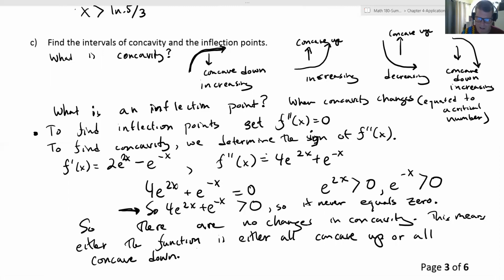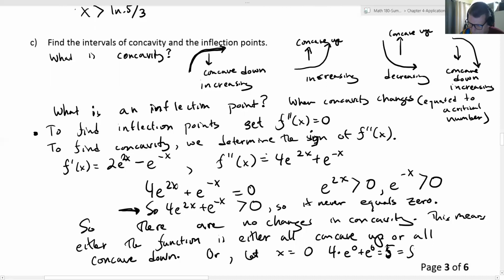Okay, you could do that, or we test a point. Let x equal 0. And that gives me 4 times e to the 0 plus e to the 0, which equals 5. So the second derivative is positive. So I tested f double prime of 0. But we showed this is always above 0. That's one way to think about it.